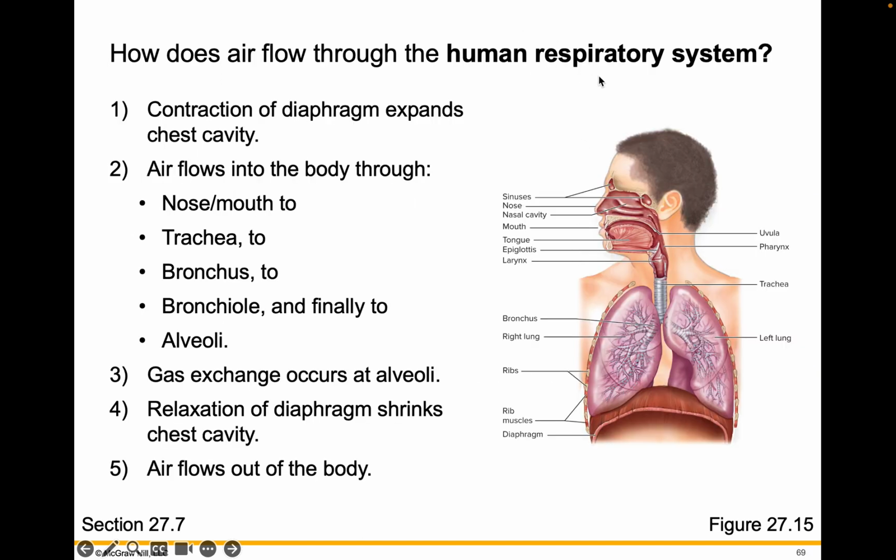All right, how does air flow through the human respiratory system? Well, it begins with contraction of the diaphragm that expands the chest cavity. That's what pulls air into the body. And air enters your body through your nose or mouth. So nose and mouth here. Then they flow into the trachea, to the bronchus, to the bronchi, bronchioles, and finally down to the alveoli. Gas exchange occurs at the alveoli. When the diaphragm and rib muscles relax, that causes the chest cavity to shrink and air flows out of the body back through the same path it took in.